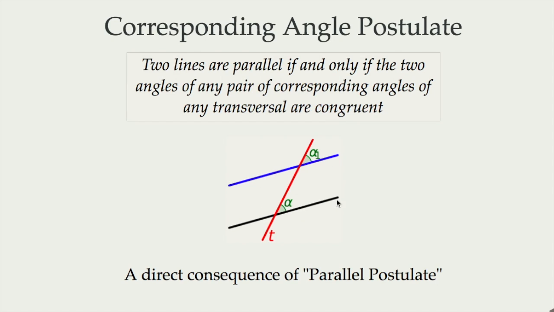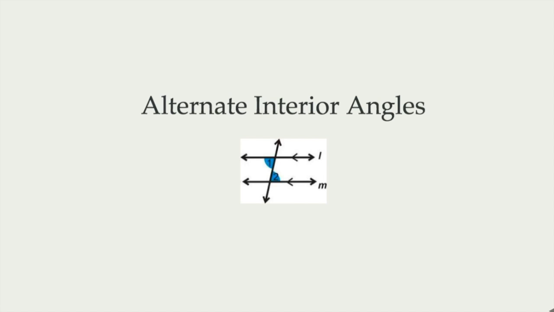two lines that are parallel, and also the red line is what is called the transversal of these two parallel lines, then the corresponding angles here, alpha and alpha 1, are congruent. Again, this is a direct result of the previous parallel postulate. Now, of course, we can also have the result that the alternate interior angles are equal to each other.